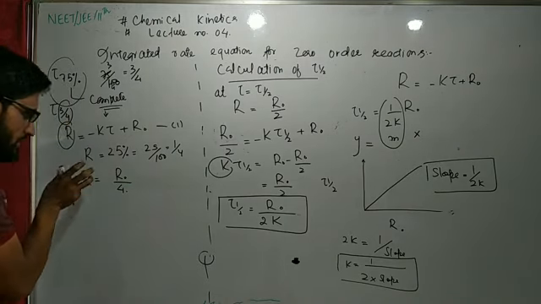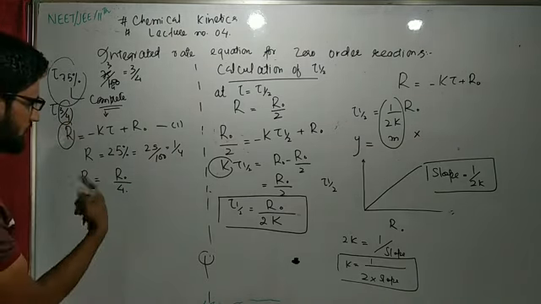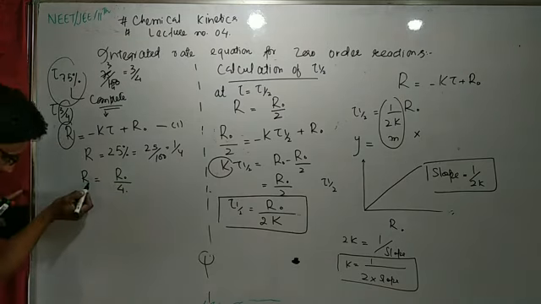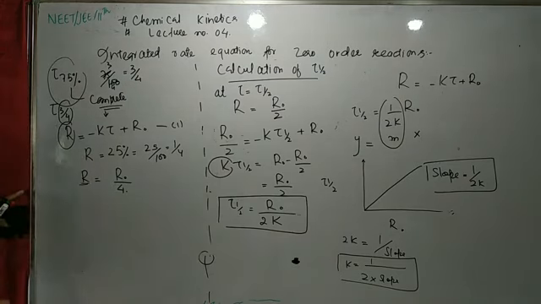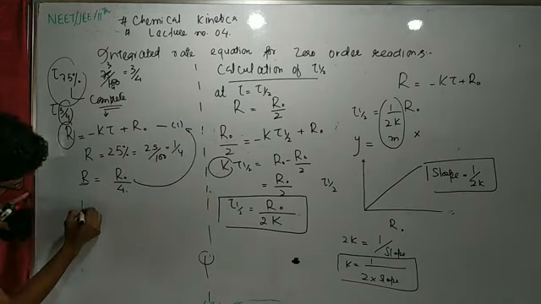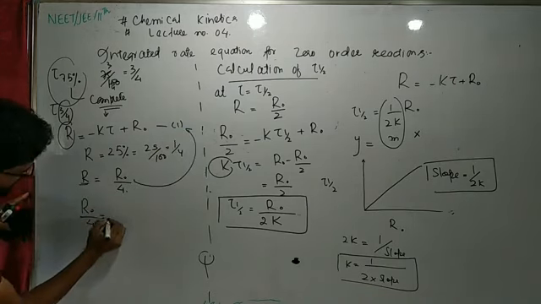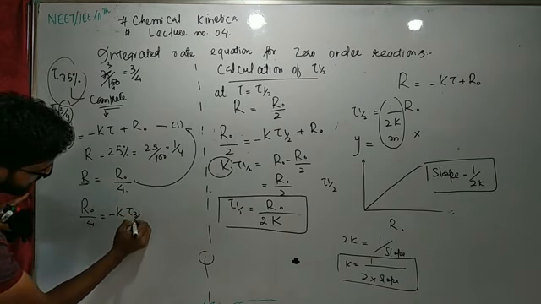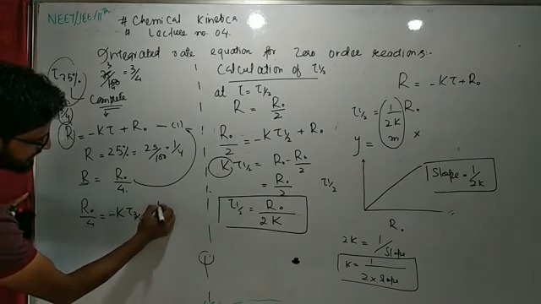That means when 75% of reactants are converted into product, the value of R will be equal to R naught by 4. Now use this in the equation. In place of R you can write R naught by 4, that will be equal to minus k, in place of t write 3 by 4, plus R naught.